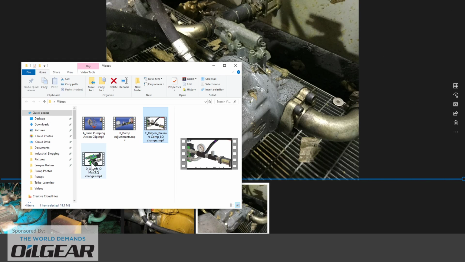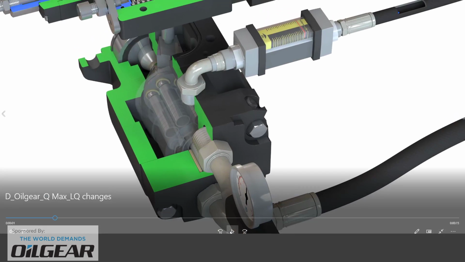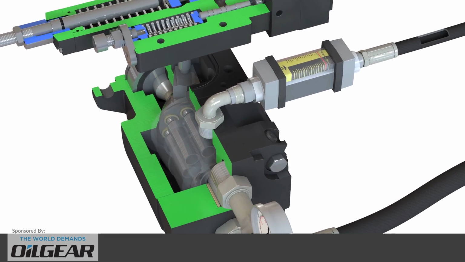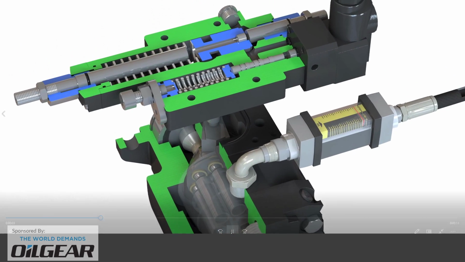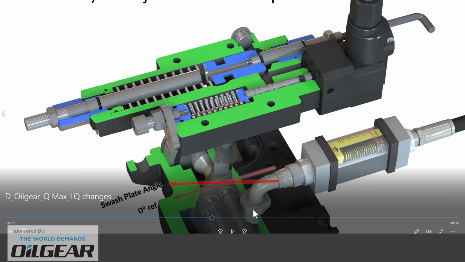Okay, one last 3-dimensional clip here for us to have a look at. This is what happens if we're going to adjust the maximum volume of the pump. In other words, make that pump just a little smaller than its maximum possible flow rate. And so what's involved? Well, this is where we bring in an Allen key, a hex key. You saw it shoot in there in the upper right-hand corner of the screen.